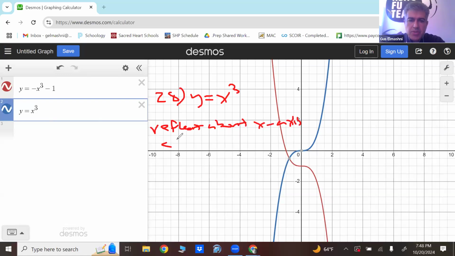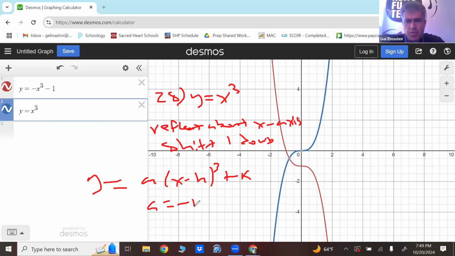Reflect about the x-axis, shift one down. Because what's happening here is, generally speaking, your function looks like this. Your a is -1, and when a is negative, that will reflect about the x-axis. And your k is -1, meaning you go one down. K is responsible for going up and down. H is responsible for going left and right.